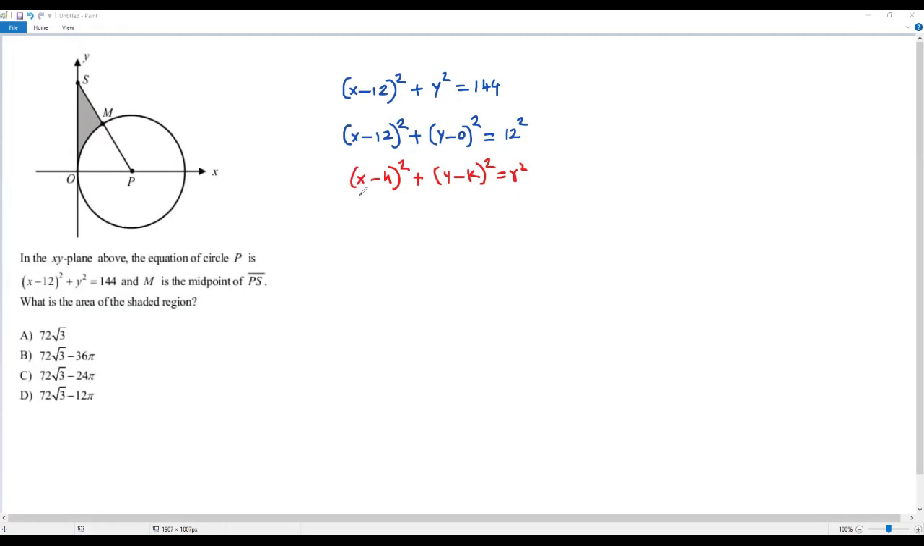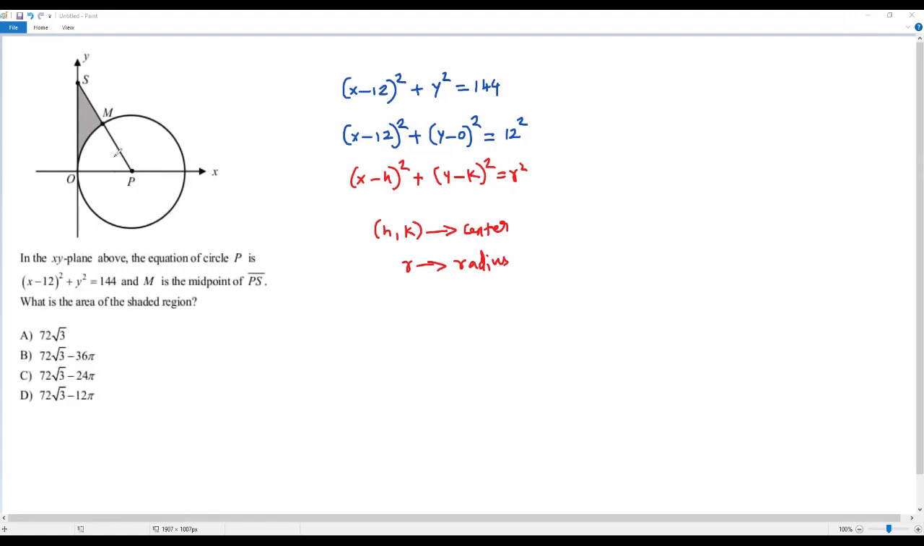In this equation of a circle in standard form, h comma k represents the center. Let me write that over here. And r represents the radius. Let me write that over here. Okay, in the place of r we have 12. That is, the radius of the circle is 12 units.